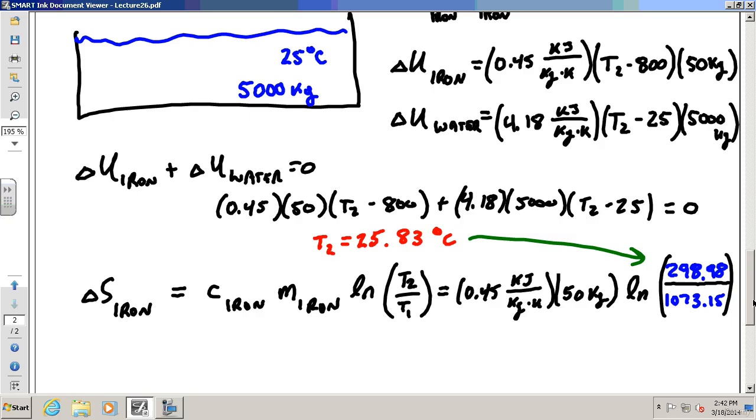If you plug and chug that one, now we're just plugging and chugging, there's nothing to it. You get minus 28.75 kilojoules per Kelvin.